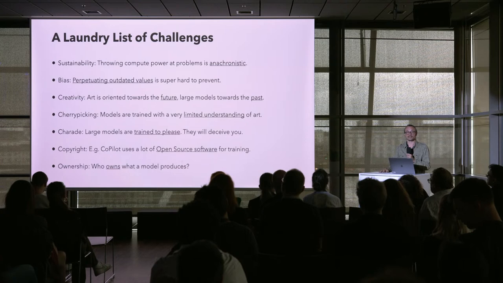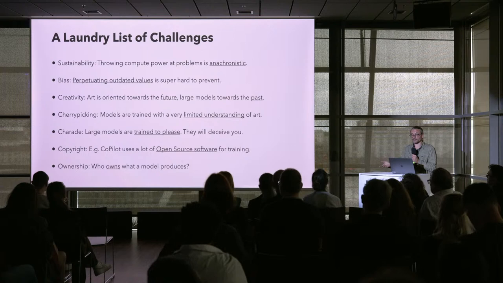Yeah, and then it's very arbitrary. The understanding of art is very sketchy sometimes. Then they try to please you, because that is somehow how we trained them. So that is something that will deceive us, as we've seen with the sentient AI that hired a lawyer.